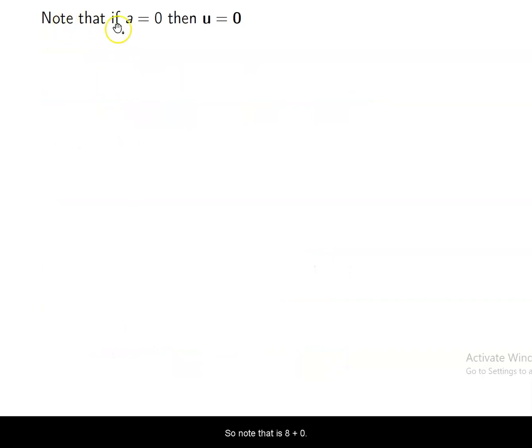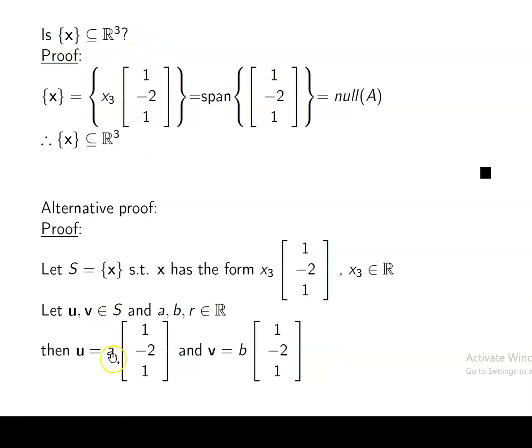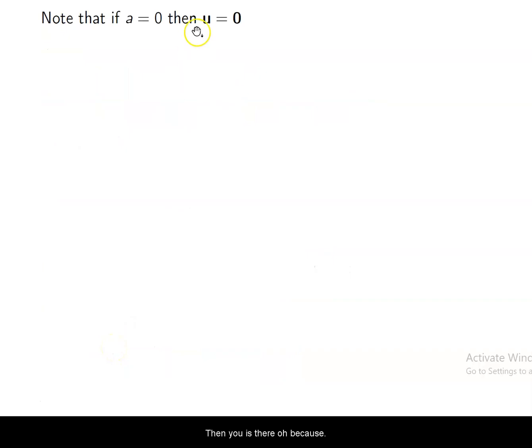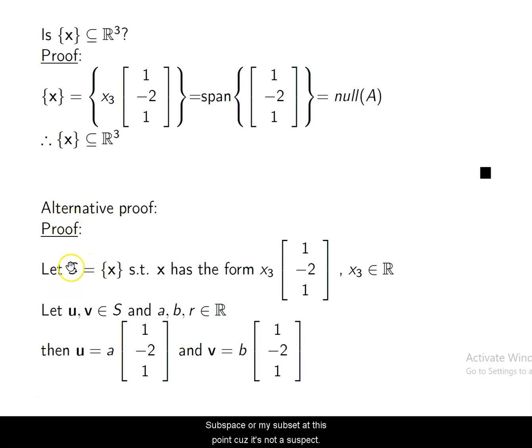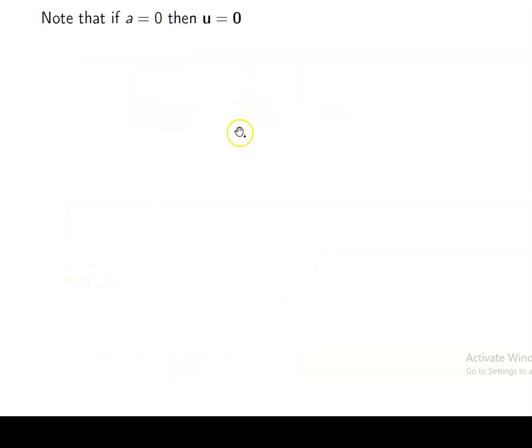So note that if a is 0, okay, then u is 0, because that's the way it works, right? And if u is 0, then that means that 0 is inside of S. Okay, so that means that my subspace, or my subset at this point, because it's not a subspace yet, contains the 0 vector. Okay, so it does have the 0 vector. So that's one of the 3 things. Okay, so the next thing I need to do is show closure of addition, and then closure of scalar multiplication.